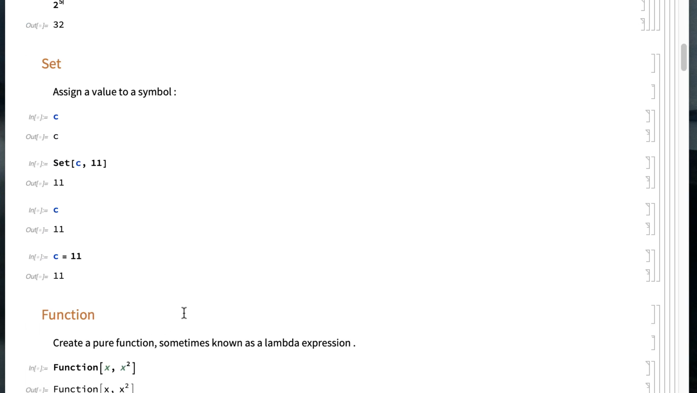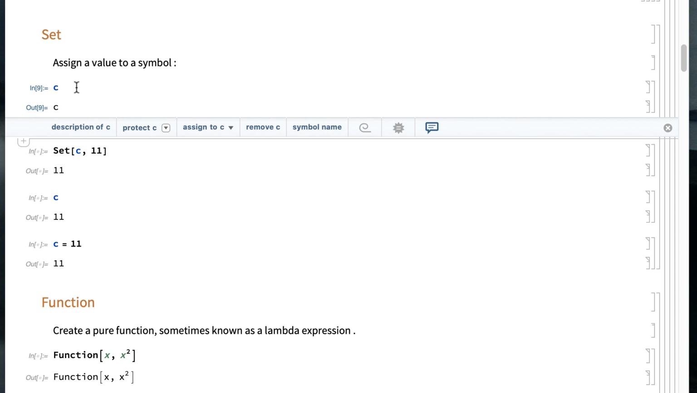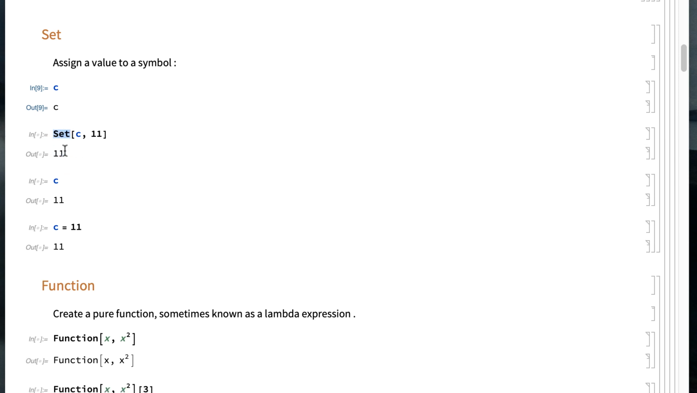Okay, Set. Set is used all the time. It's how you assign a value to a symbol. So supposing I have a symbol C, I evaluate it. I've never assigned anything to C before, so when Mathematica doesn't know what to do with something, it just spits it right back at you. But now from now on, I want C to be 11, or at least until I countermand that order. The way we do that is we write the head Set, then follow it with the symbol we want to use to store the expression, and then what the expression is that we want to store.